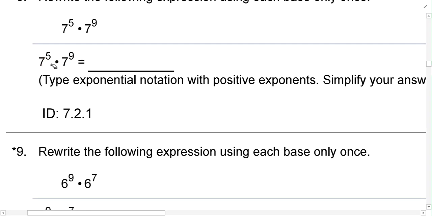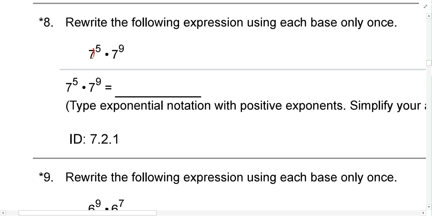So certainly these two have a common base, and there is a multiplication symbol here indicating that this 7 and this 7 are multiplying together. So since the bases multiply, they stay the same, and the rule states that we should add our exponents together. And so 5 plus 9 is 14, so this would reduce to 7 to the 14th power.